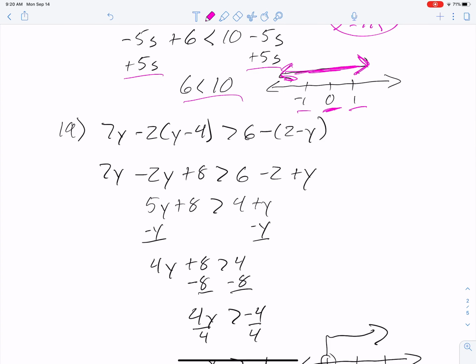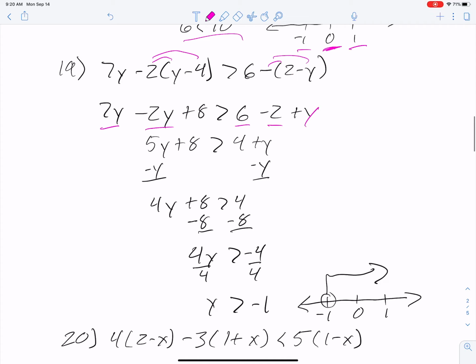Number 19, be careful. Make sure you distribute the negative to both terms. So notice I ended up with negative 2y plus 8, negative 2 plus y. I do have a couple like terms on my left-hand side. And on my right, 7y minus 2y gets me 5y, 6 minus 2 gets me 4, and I continue solving.